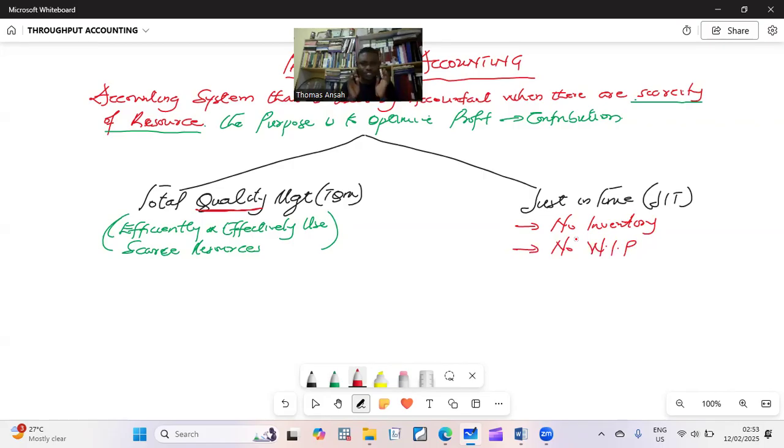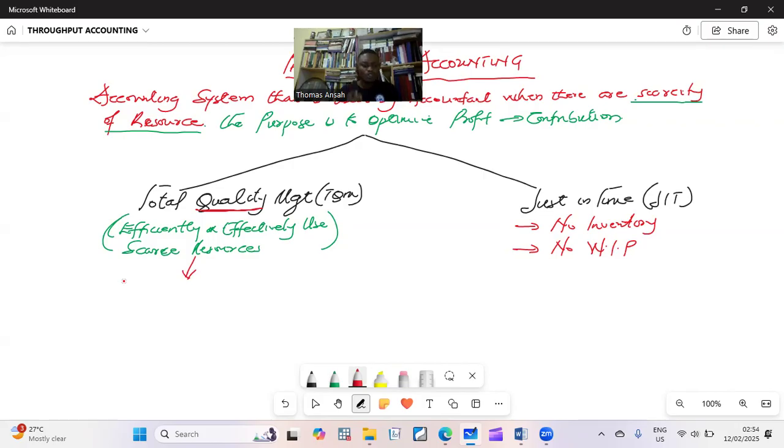But indeed, even though we don't keep the inventory, there is continuous production. All right, there is continuous production. And the continuous production is coming from the fact that we need to efficiently and effectively use scarce resources to produce the thing just in time for the customers.